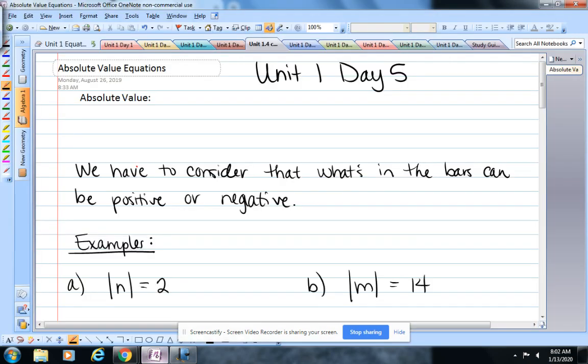Unit 1, Day 3, or Day 5, we're going to talk about absolute value equations and literal equations. So let's just talk about what is an absolute value. Raise your hand if you've heard of an absolute value before. Okay, so y'all might can tell me something about it. It's always positive, very good. Why is it always positive?